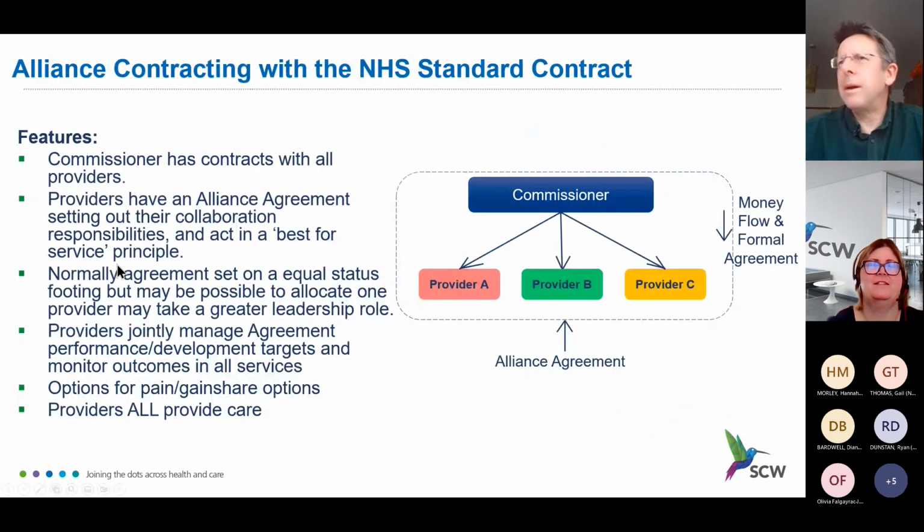So alliance contracting, here's how we undertake alliance contracting within the NHS standard contract. You've got a standard commissioner who has individual contracts with the 3 providers shown here on the graphic, and then wrapped around all of that is an alliance agreement that sets out the roles, responsibilities for the collaboration, and how to act in the best for service principles.